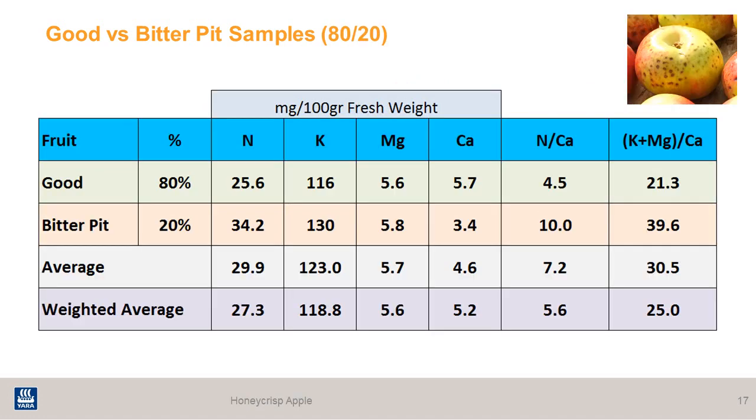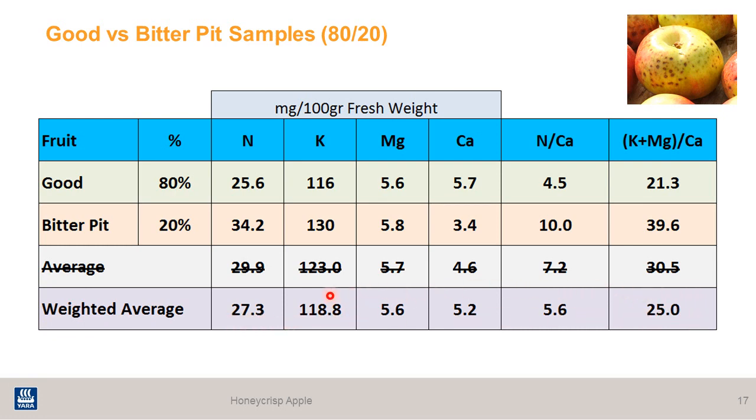Here's an example. So you have your samples for the good fruit, and you got the numbers from the samples for the bitter pit fruit. What you don't want to do is take the average of those two numbers, because you know that 80% of it is good, 20% of it is bad. What you want to do is take a weighted average based on this information. You can go online and figure out how to make that calculation yourself, but I made it here, and you can see that I got these numbers here.